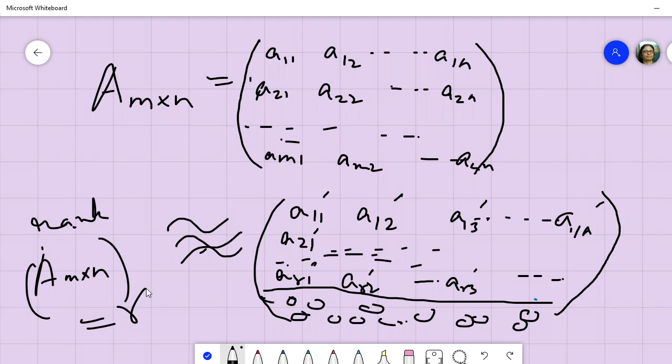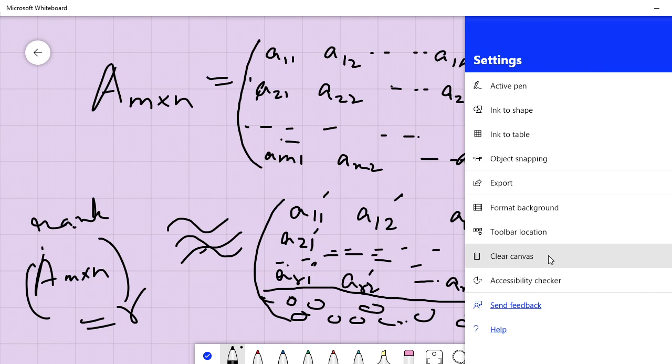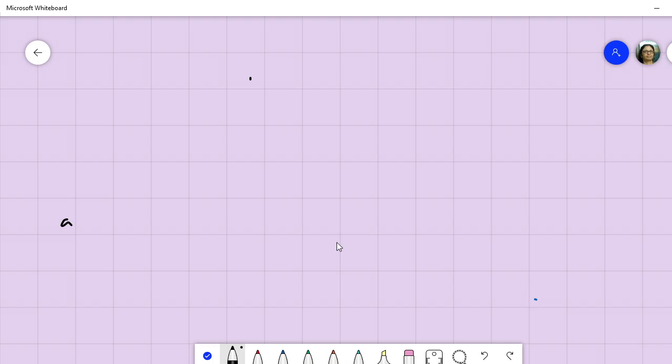I am just explaining these things. You need not go in depth of this. I am just using it so that you can try the objective multiple choice questions. So this is the rank of the matrix. And now we will discuss some question patterns. We will see some question patterns. Just wait.